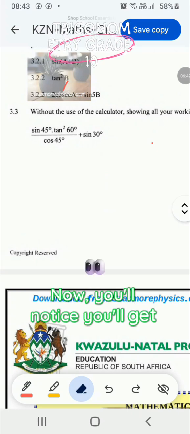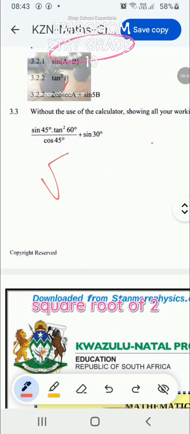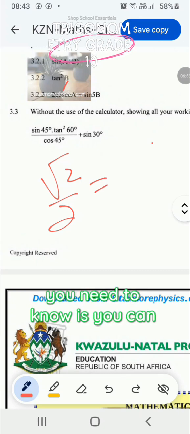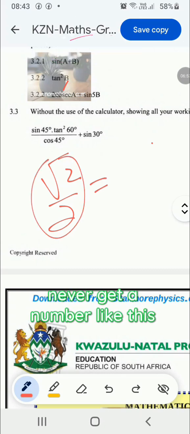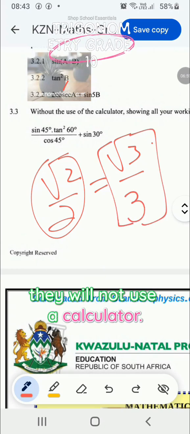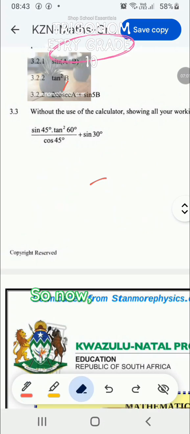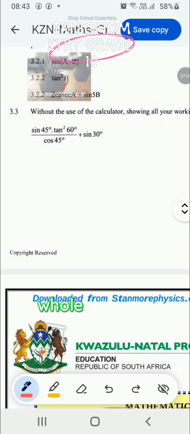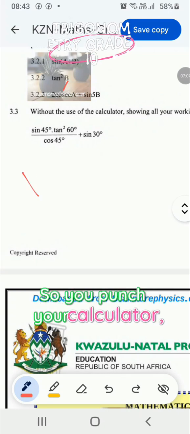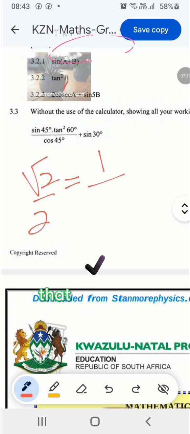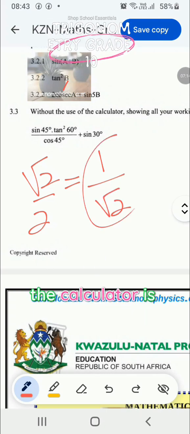Now, you'll notice you'll get square root of 2 over 2. What you need to know is you can never write a number like this as your answer, because if you write it like this, they will know you used a calculator. So now, without even using that triangle, because sometimes it might be hard to memorize the whole triangle, you punch your calculator, then your answer will be like that. But you should know that your real answer without the calculator is like this.